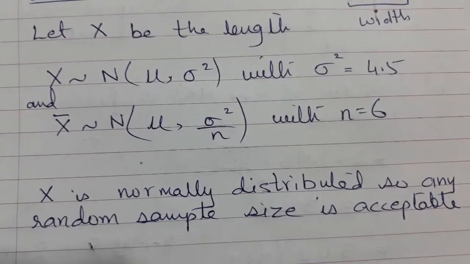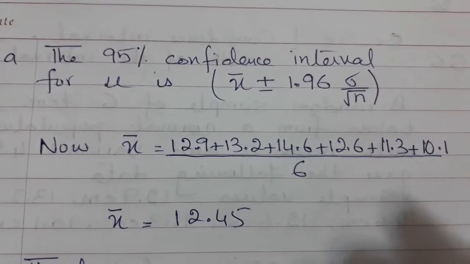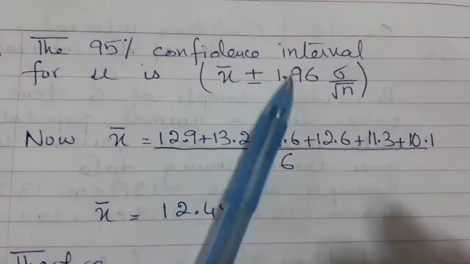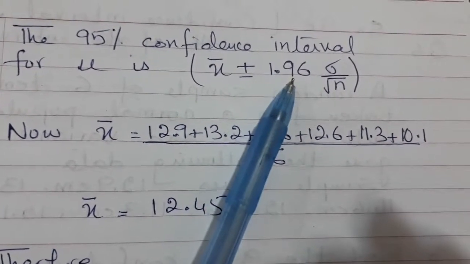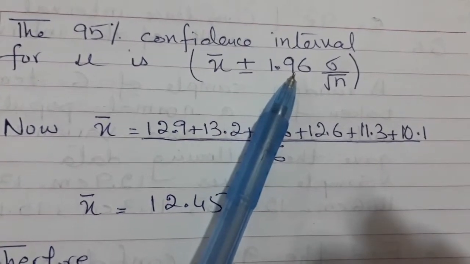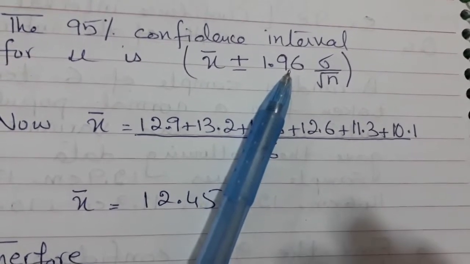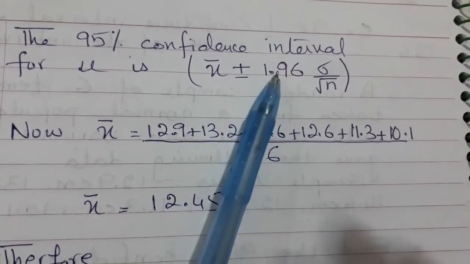So let's calculate a confidence interval. The formula will be given to you. Okay, so the formula is x bar plus minus z sigma over root n, and I have just taught you how to calculate z. It is here 1.96 for 95% confidence interval, which we read against 0.975, right?